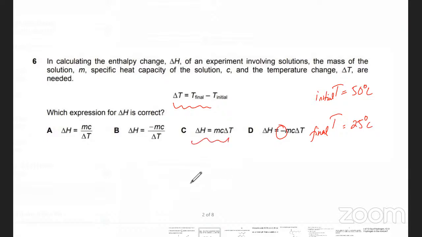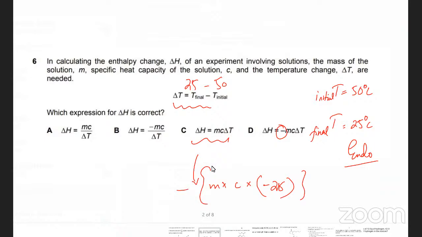So if I take delta H equal to MC delta T, it's going to be mass multiplied by the specific heat capacity multiplied by delta T. What is delta T now? It's the final temperature, 25, minus the initial temperature, 50. What sign do I get for this? Minus 25, right? When in fact it's an endothermic reaction. So what should my sign be? It should not be negative. Positive, right? So how can I make it a positive sign? I need to put a negative sign in front of it.